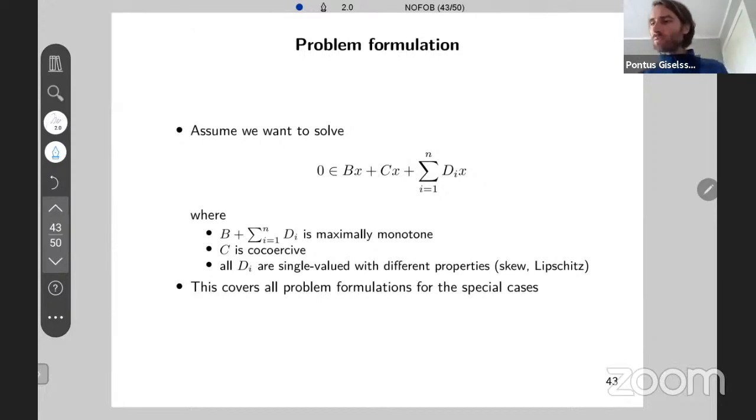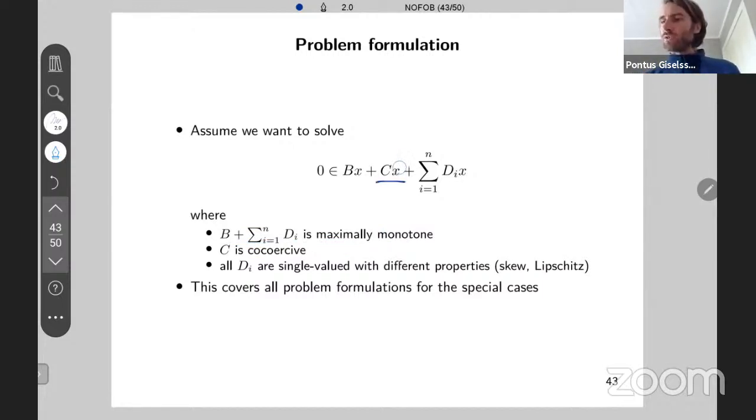So now we assume that we want to solve a problem of this form. We have B plus the sum of all these Di's is maximally monotone. One way to ensure this is that all of the individual operators are maximally monotone, but we actually don't need it. It's enough for the sum to be.